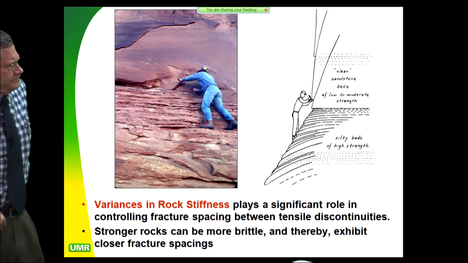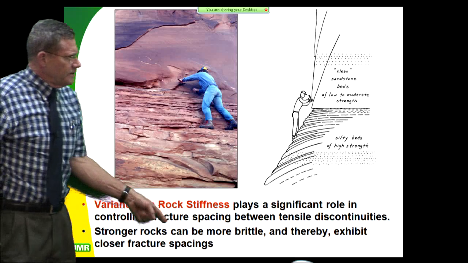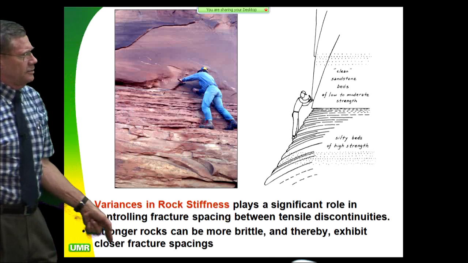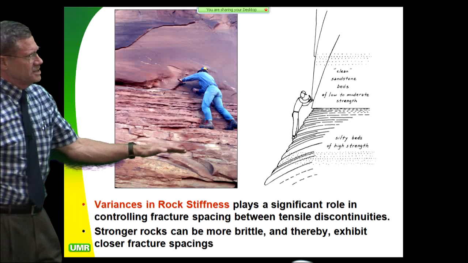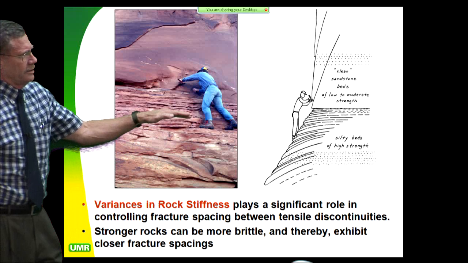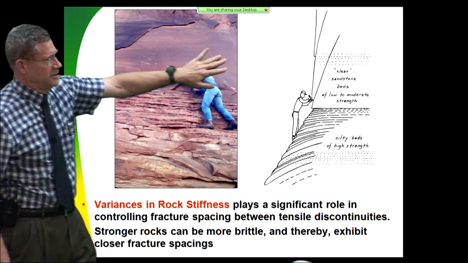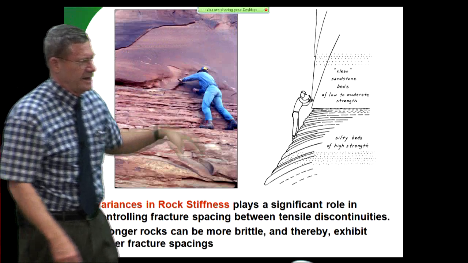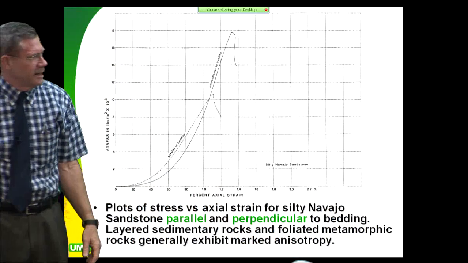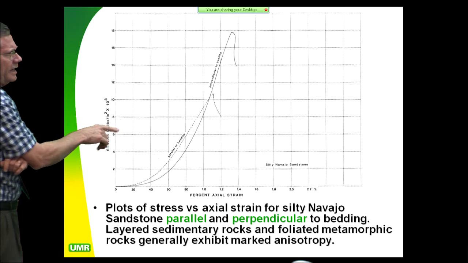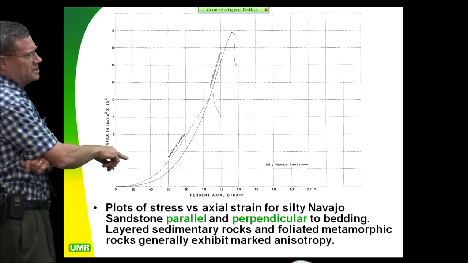What I found was the stronger rocks tend to be more brittle and exhibit closer fracture spacing. So this is a stronger rock, more brittle, closer fracture spacings. This is a mushier rock. It looks stronger when you look at it, but it's actually not. So that's kind of fascinating.